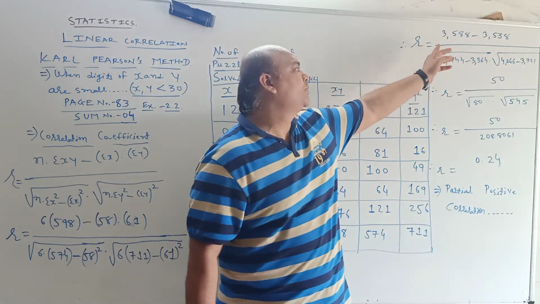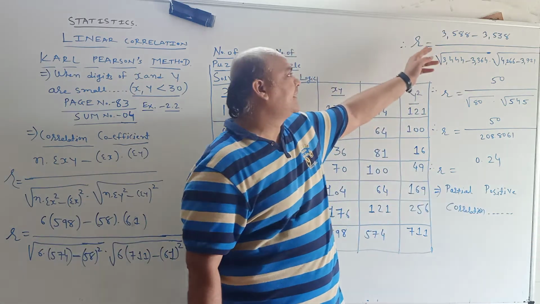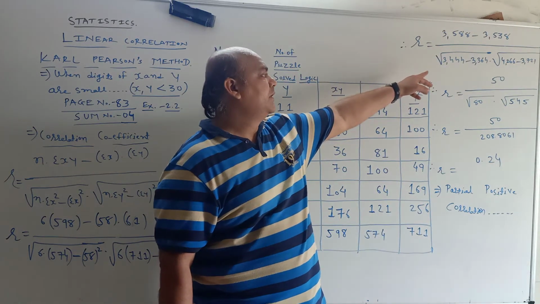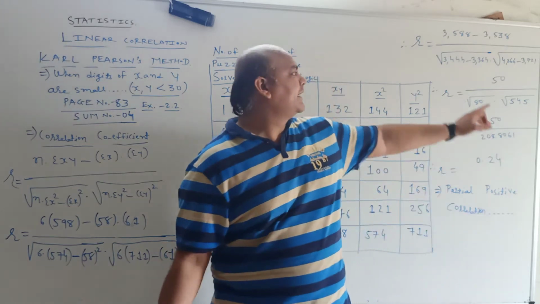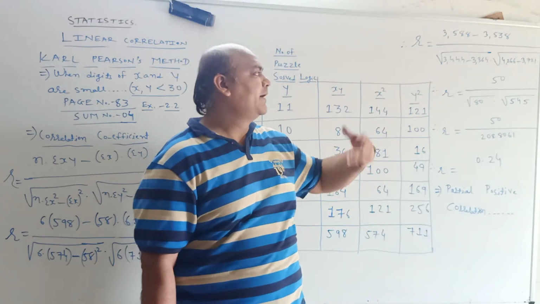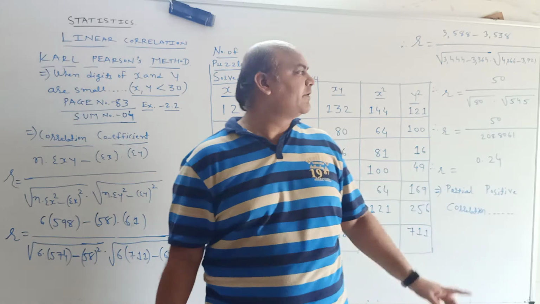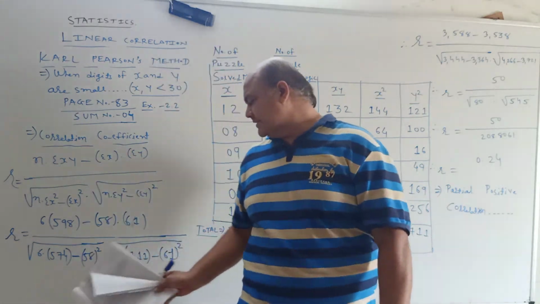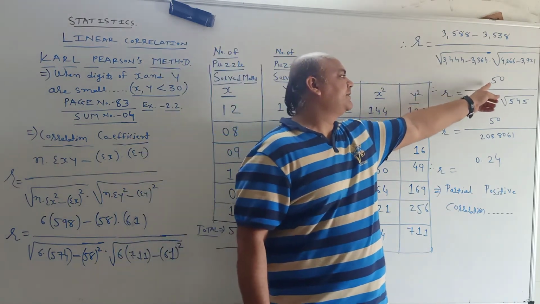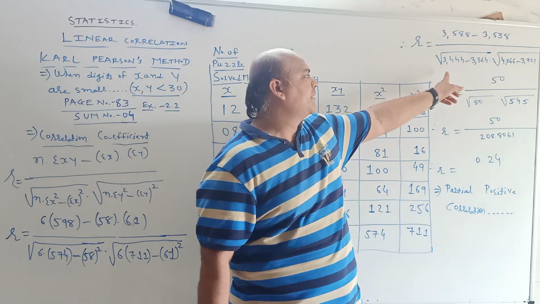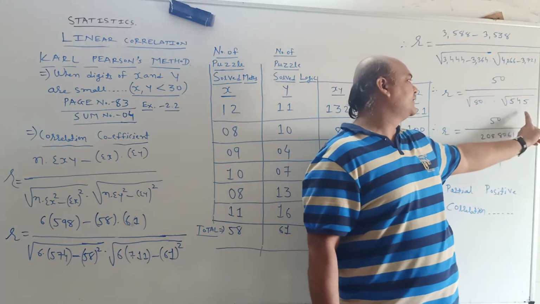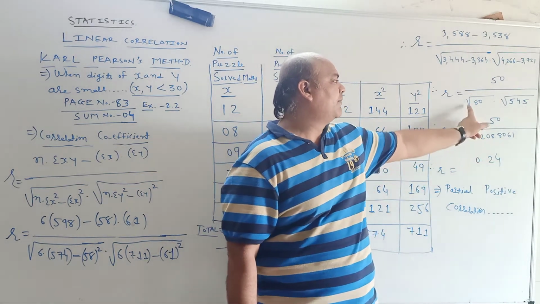By this way, R is equals to the multiplication of 6 into 598, that is 3588, minus the multiplication of 58 into 61, that is 3538, upon the multiplication of 6 into 574, that is 3444, minus square of 58, that is 3364, into second under root, the multiplication of 6 into 711, that is 4266, minus square of 61, that is 3721. 3588 minus 3538 is 50, upon under root 3444 minus 3364, that is 80, into 4266 minus 3721, that is 545. So 50 upon the multiplication of both.